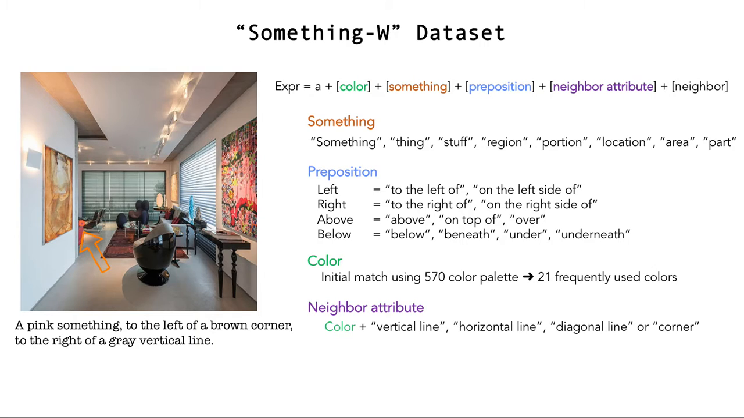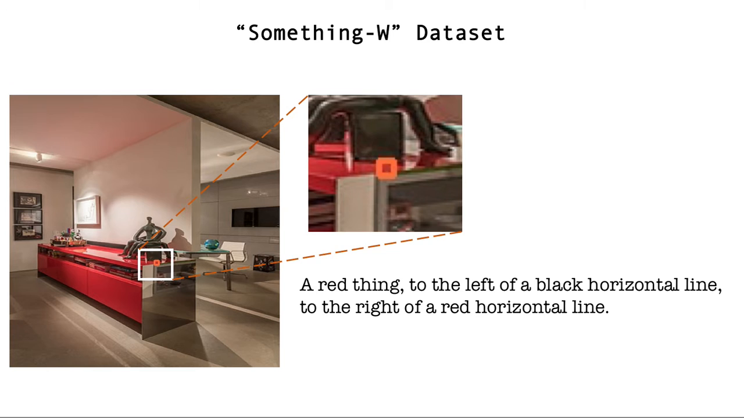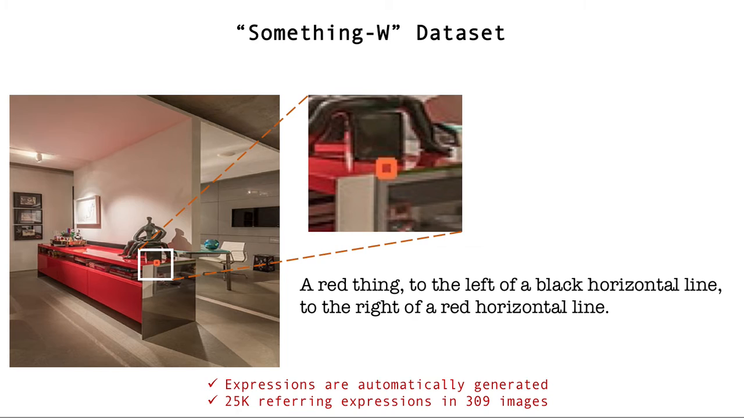The template consists of several components. Something phrase is described by a color and a noun. The prepositional phrase talks about the relative location of a neighbor, which can be either a line or a corner. When the neighbor is selected to be a line, we also include the directional information such as vertical, horizontal, or diagonal. Here's another example included in our SomethingW dataset. In total, 25,000 referring expressions are constructed from 309 different images.